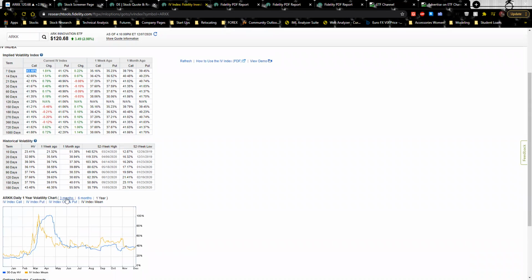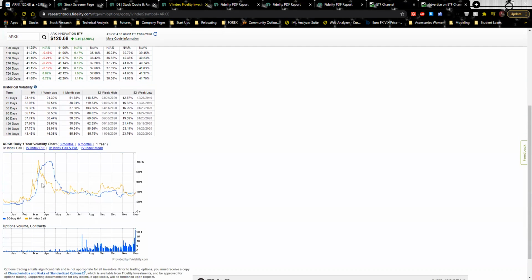But yeah, so this is in mind. You can look at it for 3 months, you can look at it from 6 months, you can look at it for the year. You can look at what the IV has been for the calls, what it has been for the puts, what the IV mean has been. As we see, when IV kind of spikes up, then the realized volatility kind of increases too.